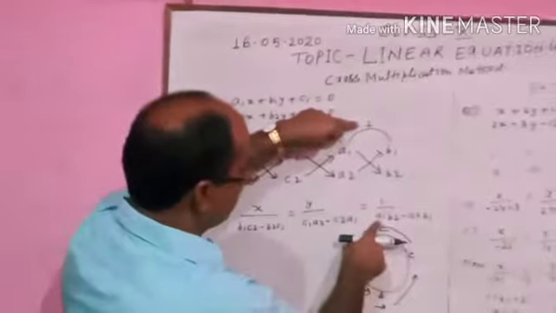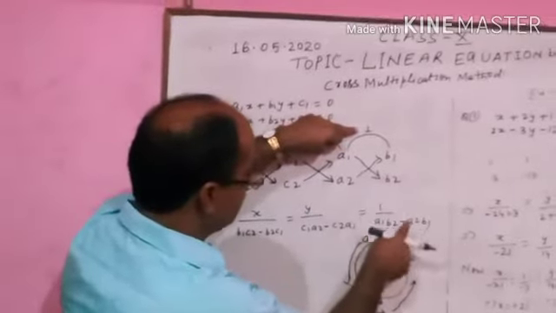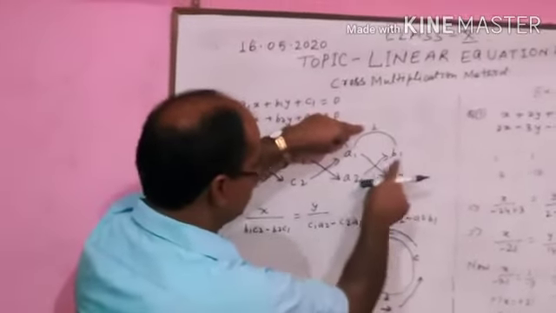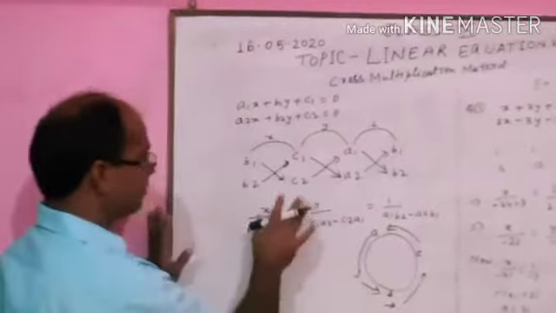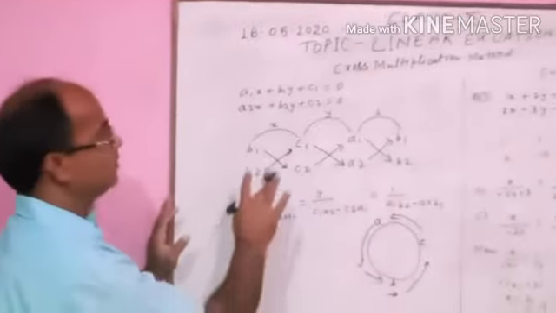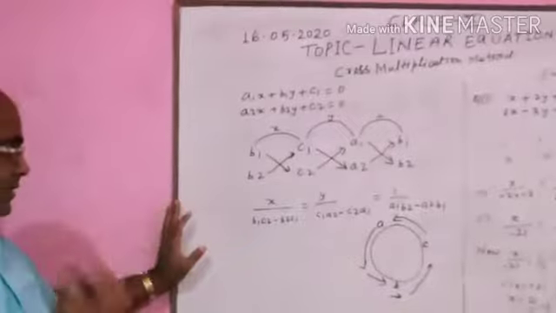Equal to 1 by a1 b2 minus a2 b1. This is the formula of the cross multiplication method.